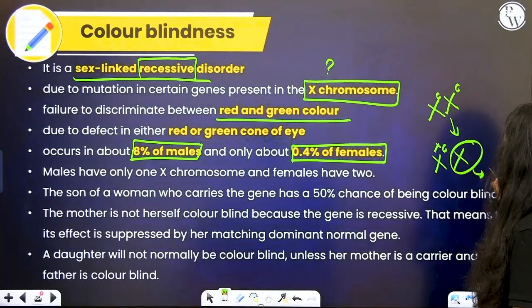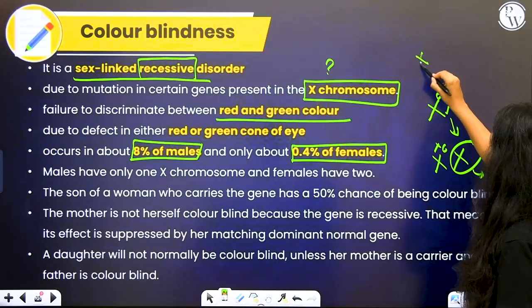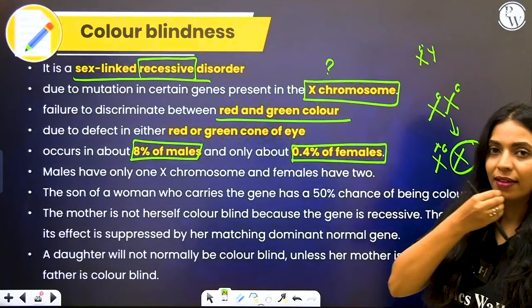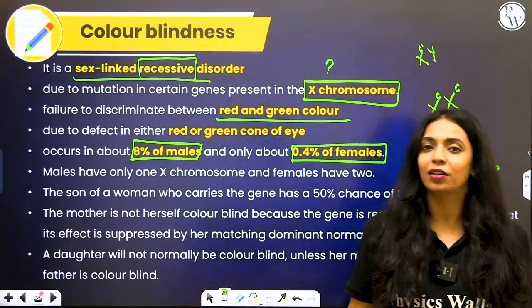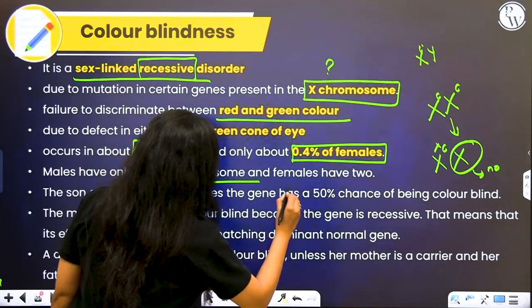But for males, that does not happen. They have only 1 X and 1 Y. Even if the 1 X has a defective allele, then they will be colorblind. That is why the percentage of males being colorblind is greater than the females being colorblind. So males basically have only 1 X chromosome and the females have 2.